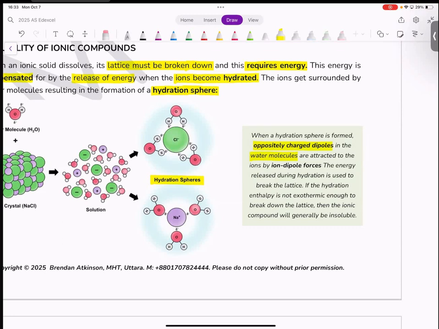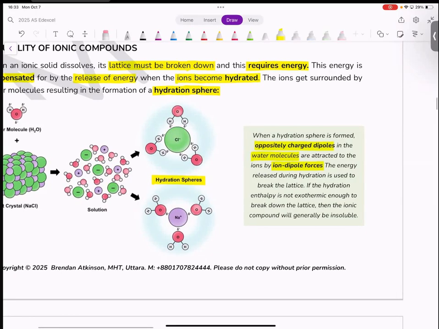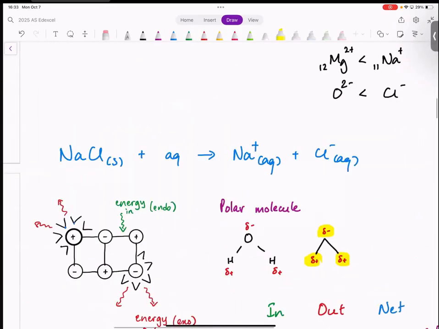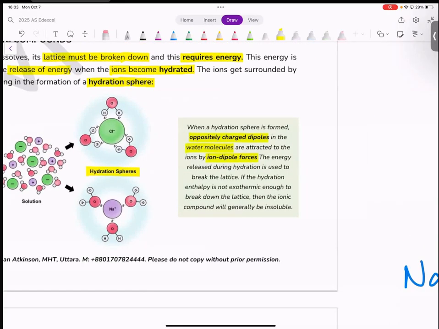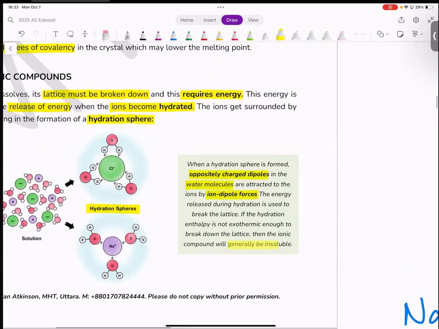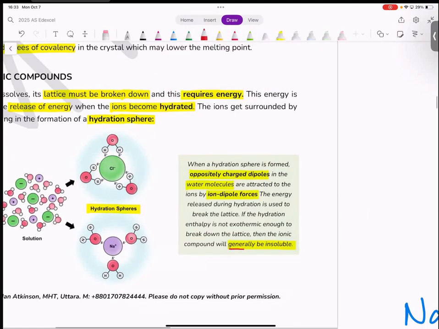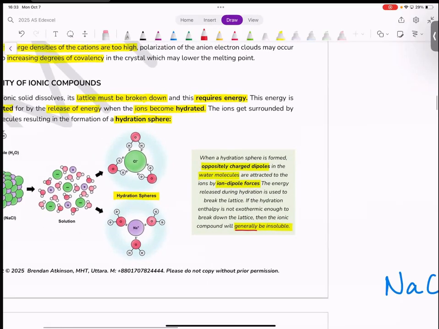So they are attracted to the ions by the name of the force, a very simple, descriptive name, the ion-dipole force. The energy released, this is the summary of the lecture. The energy released during hydration is used to break the lattice. If the hydration enthalpy is not exothermic enough to break down the lattice, then the ionic compound will generally be insoluble. I'm not saying this is the final explanation. I'm saying this is what my summary would be if I was taking the AS exam in 2025.